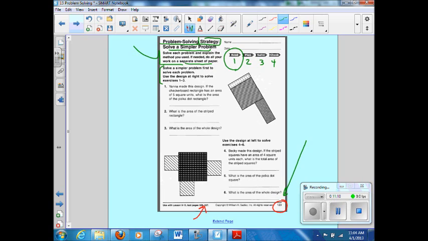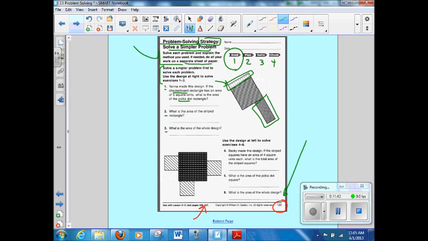Here's some more instructions. Solve a simpler problem first to solve each problem. Use the design at the right. Okay, here's our design over here for exercises 1, 2, and 3. And they are going to talk about checkerboard rectangle. Okay, this is a checkerboard right here. And they may talk about a polka dot rectangle. Okay, that's this one over here.